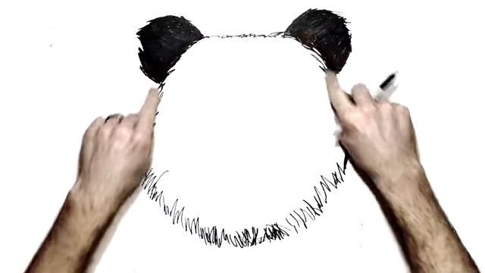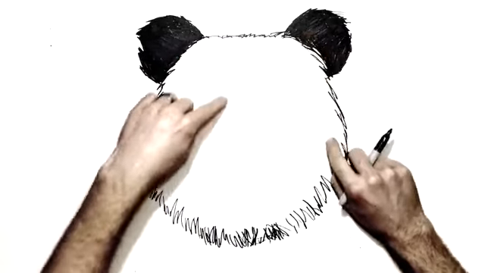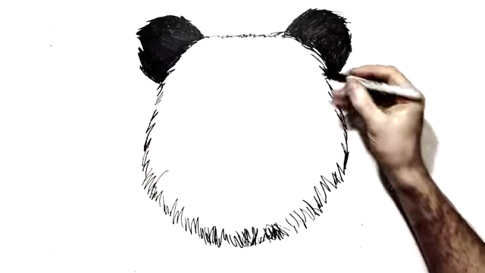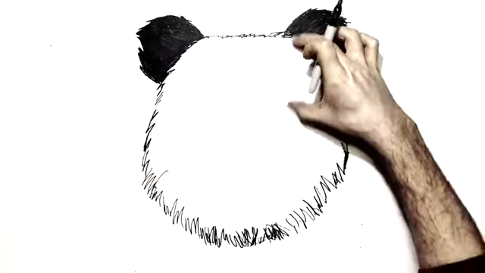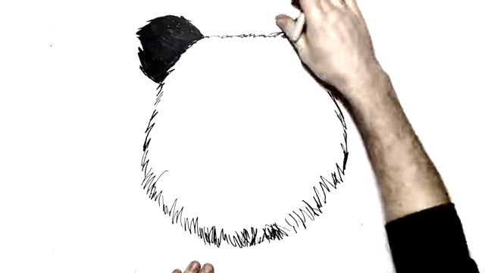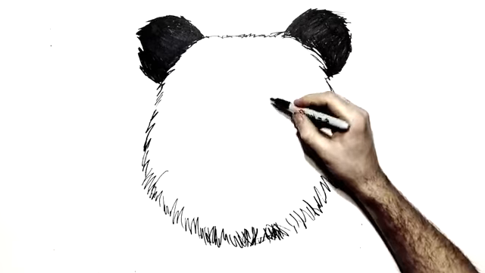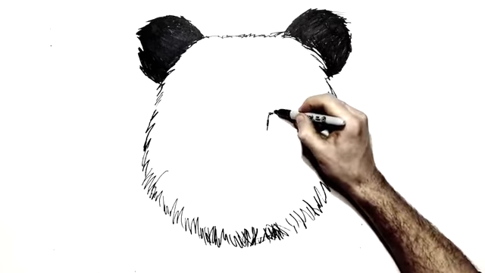So now we want to find where the eyes are. The pandas have those big black patches around their eyes. They're kind of these skinny lines around their eyes. So you want to find halfway between the head and the chin. That's where the eyes are. So find halfway, it's about here. And then we're going to add those dark patches.